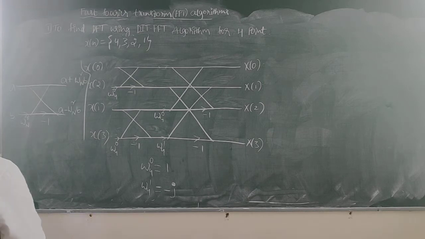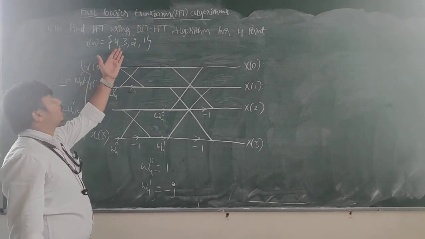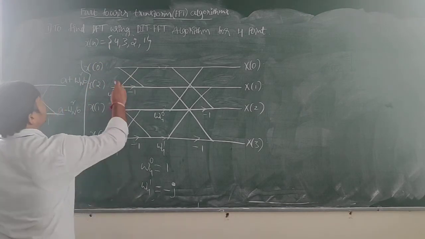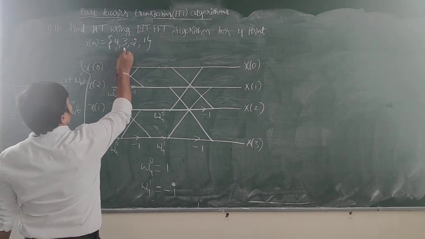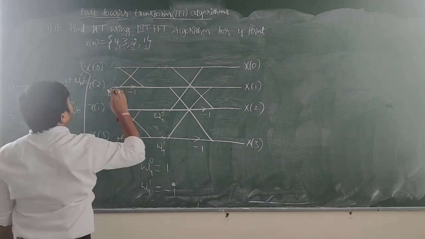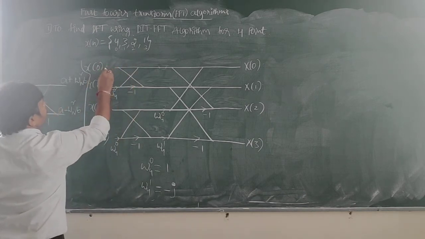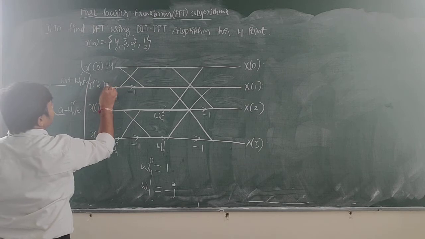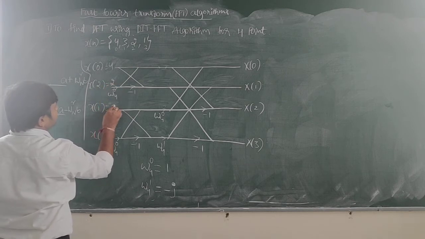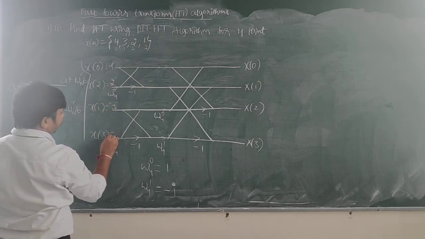Okay, so we shall solve one more problem. Here the x of n is given, it is 4, 3, 2, 1. Okay, so this is 0, 1, 2, 3. So x of 0 is what? 4, x of 2 is 2, x of 1 is 3, x of 3 is 1.